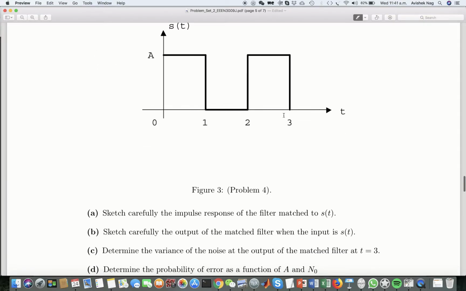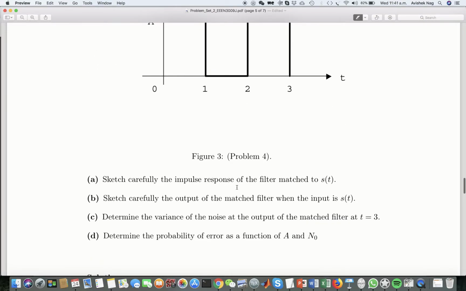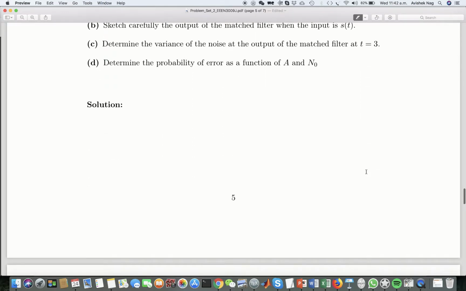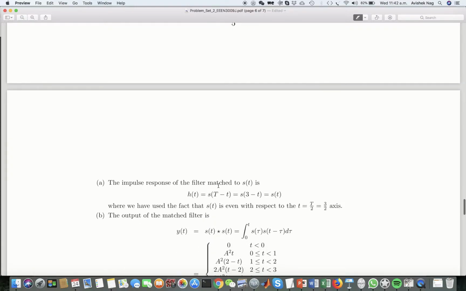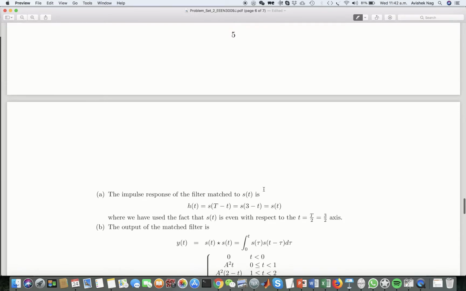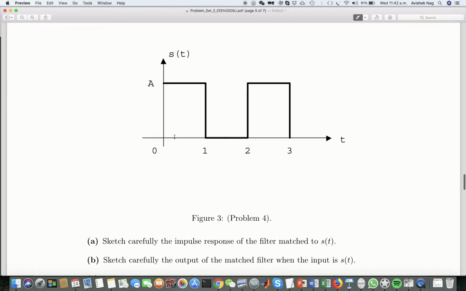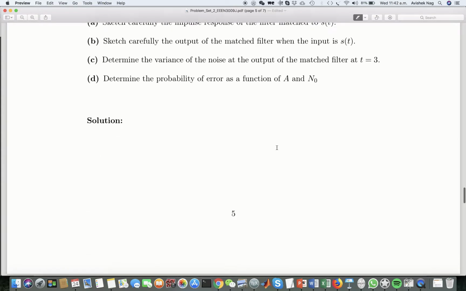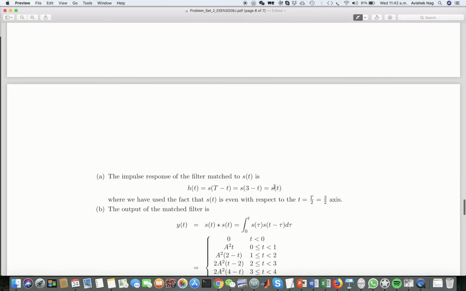The first part of this is to sketch carefully the impulse response of the filter matched to s(t). If you see carefully, the impulse response of the filter is h(t) equal to s of capital T minus t, and your capital T here is 3 seconds. If you put 3 minus t, and you shift the signal 3 places, it will be the same signal again. So basically your impulse response is just s(t), and you have to sketch s(t) again.